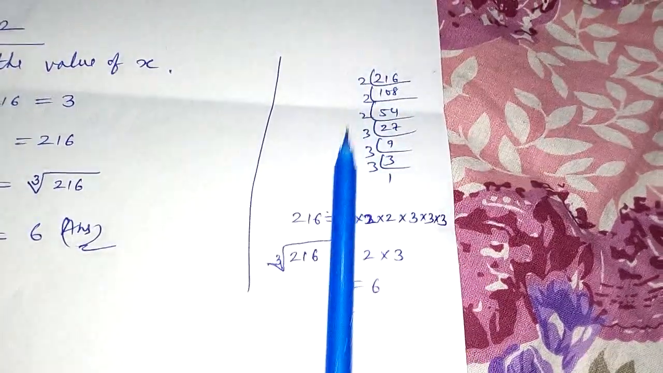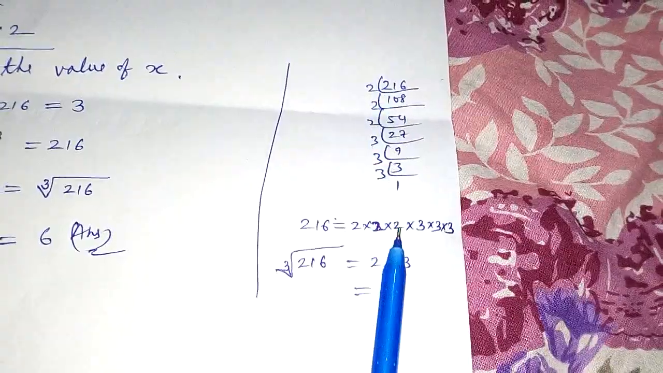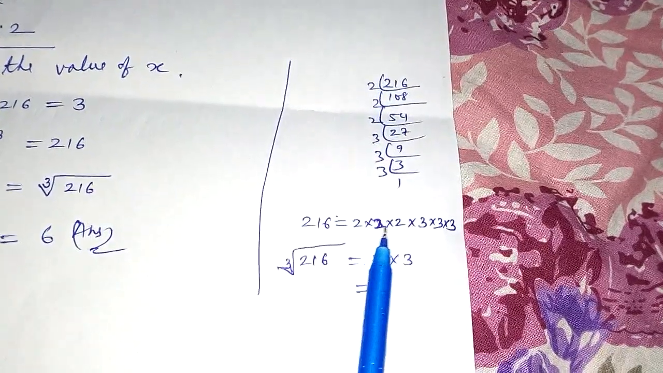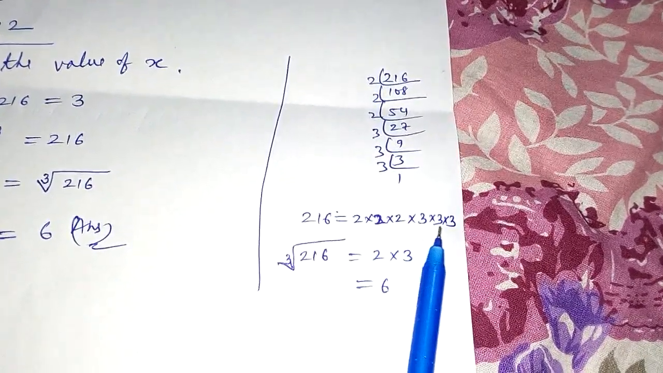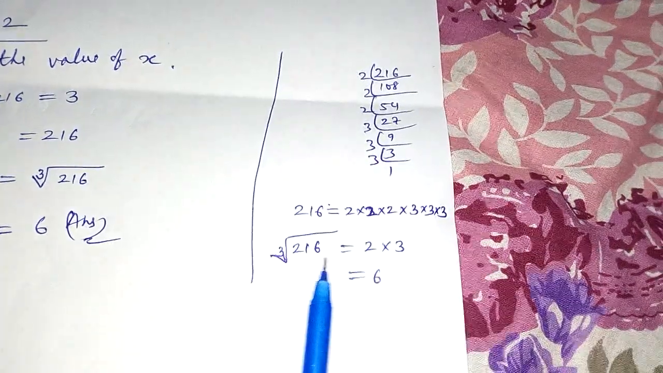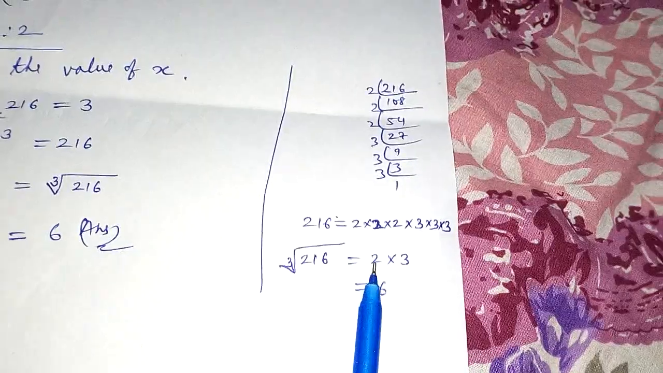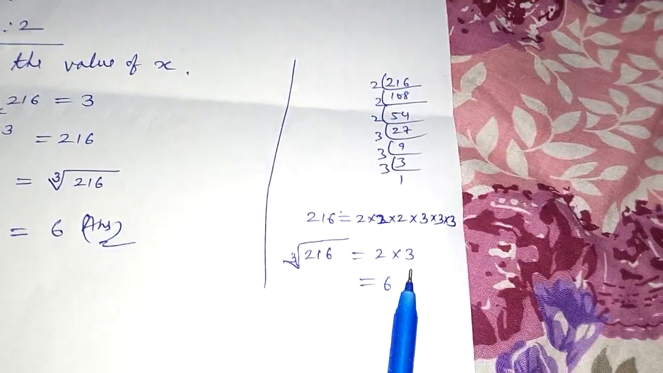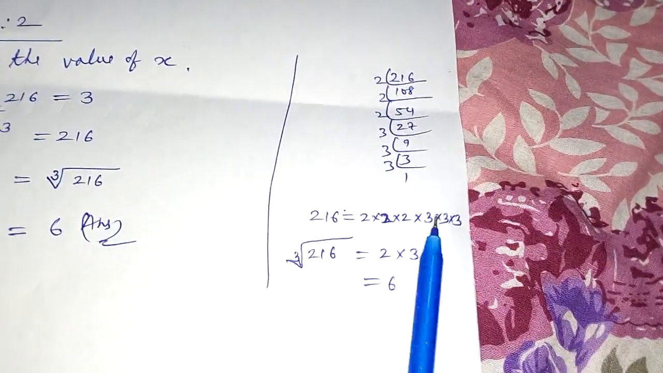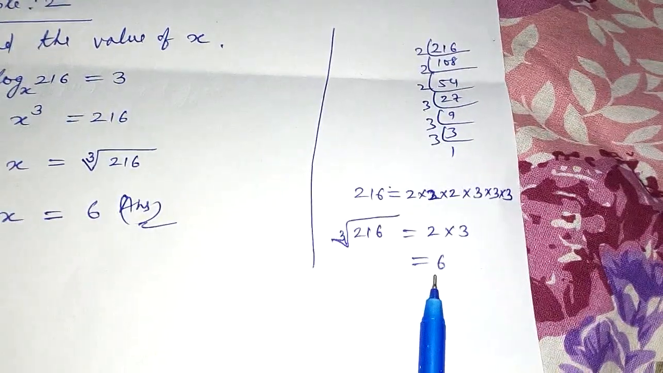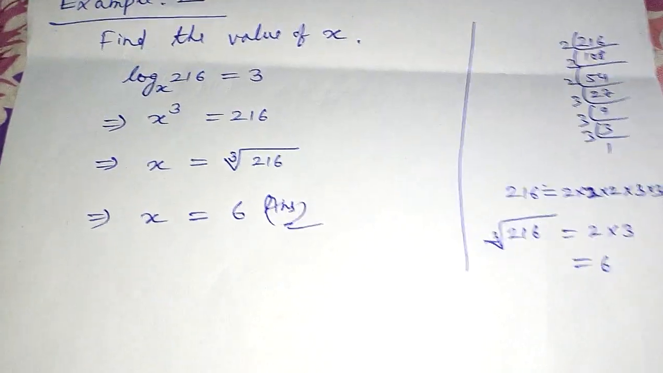How to do it? We factorize 216, and the result is 2 into 2 into 2 into 3 into 3 into 3. In a cube root, out of 3 equal numbers we take only one number. So one 2 and one 3 come out. So 2 threes are 6. So x equal to 6.